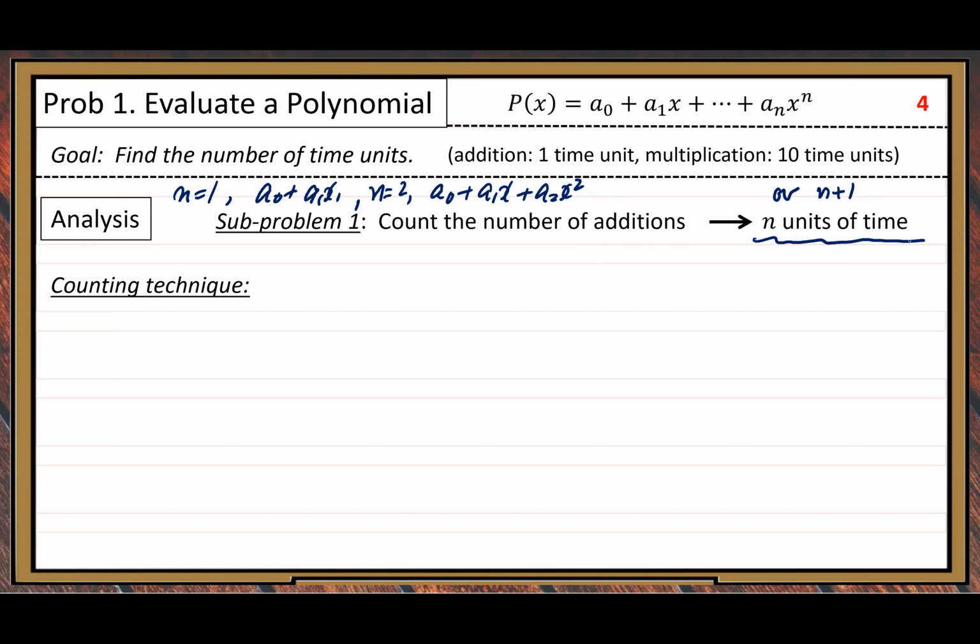All right. Here, I also want to introduce a counting technique. Other than trying some simple examples, I also want to introduce another effective method, a counting technique.